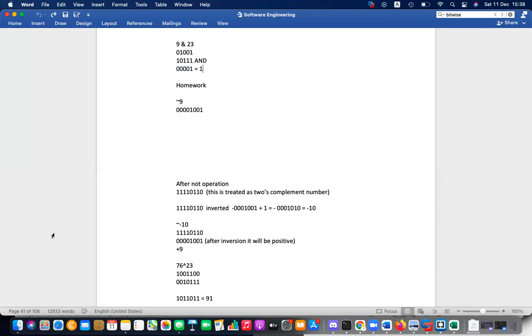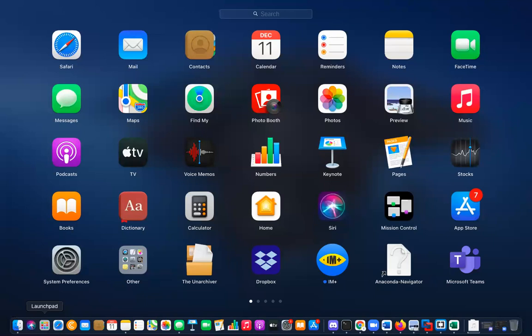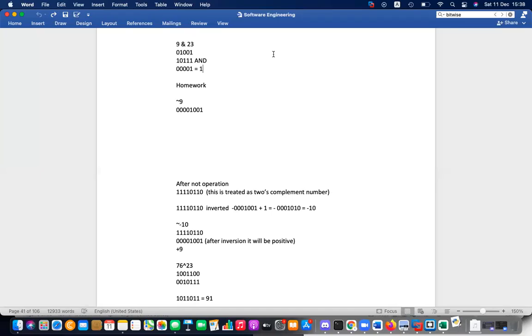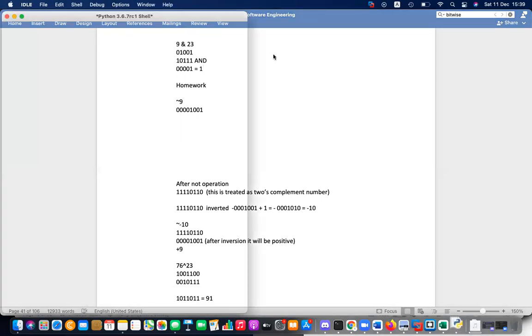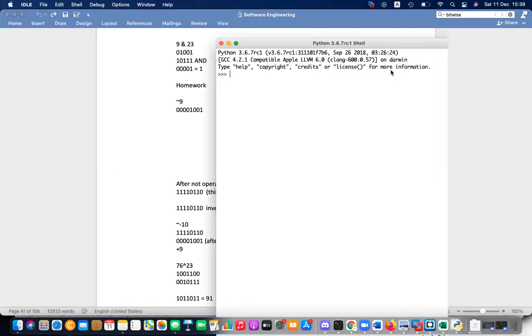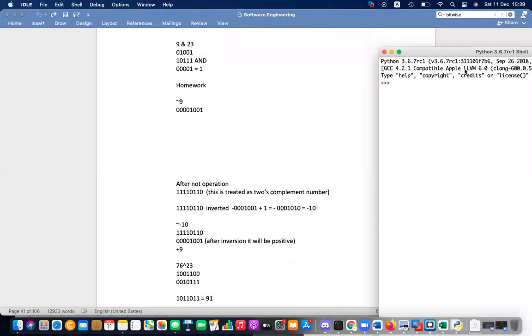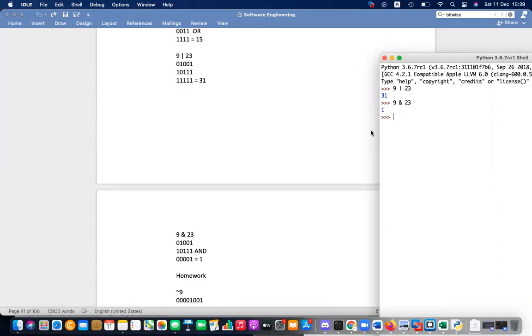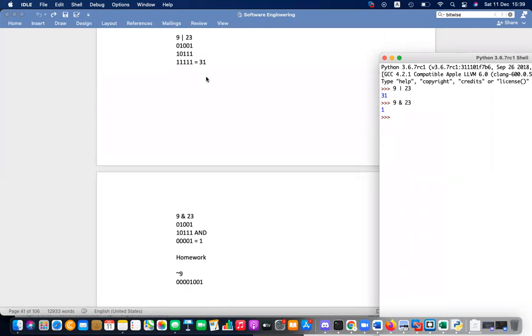So let's see this again using IDLE. If there are any unclear points, you can ask now. Before we proceed, you should know the logic behaviors. I explained the logic gates also. Right? I explained the logic gates also. Okay, 9 OR 23, you can see 31. 9 AND 23 is 1. So this is how the two answers were generated, the OR answer and the AND answer.